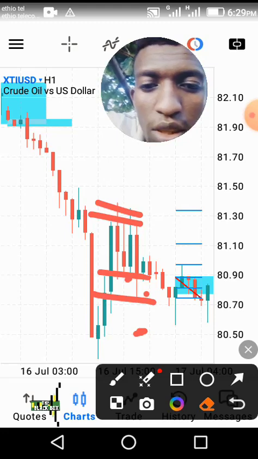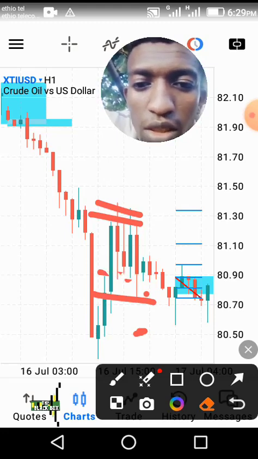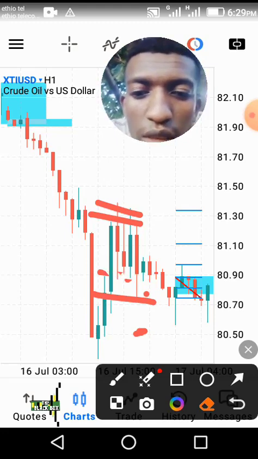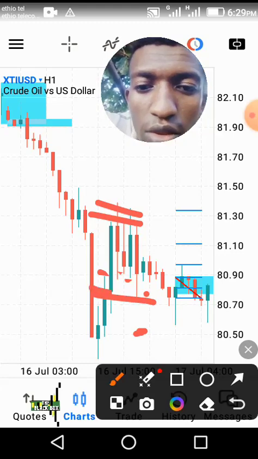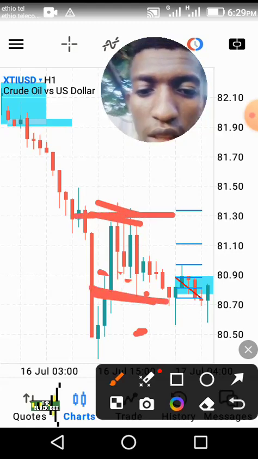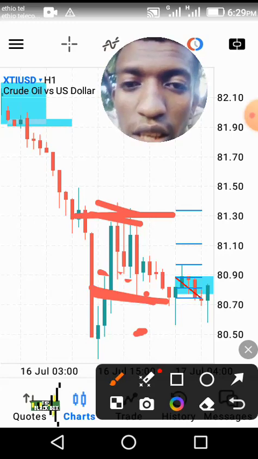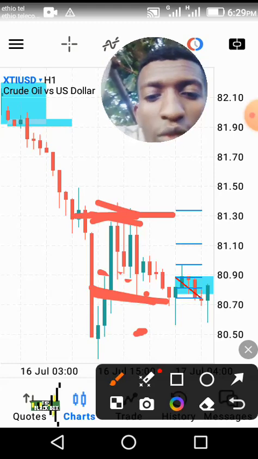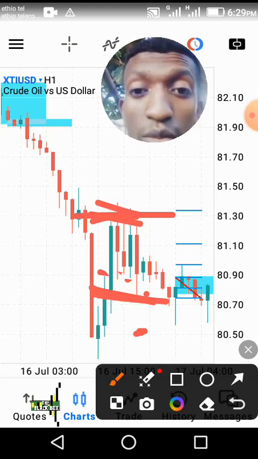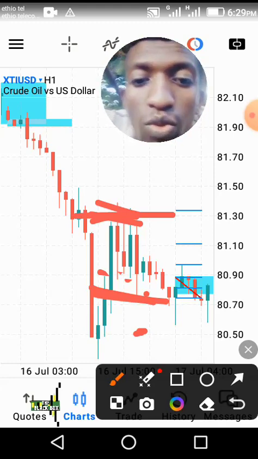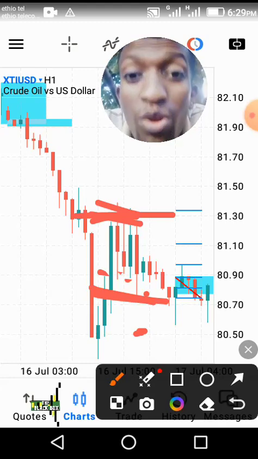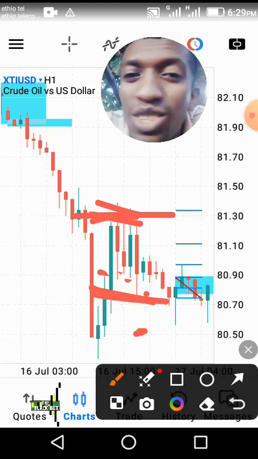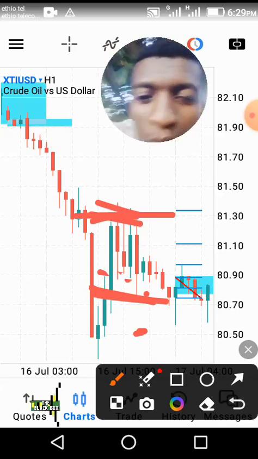Let me clear this. So now the black box includes what? This one. Okay? This whole thing. The new candle and the previous candles. All of them. So those have to be broken for us to sell. Otherwise there is no sale, bro. There is no sale. Then what happened here?